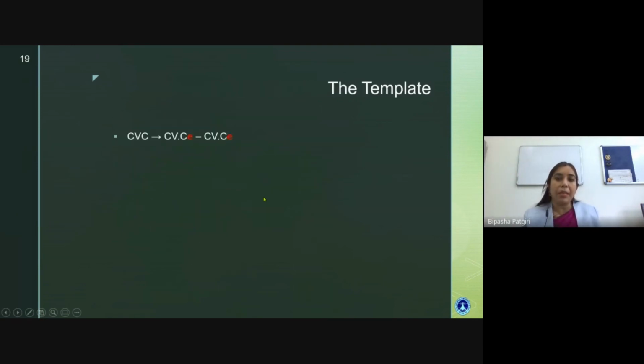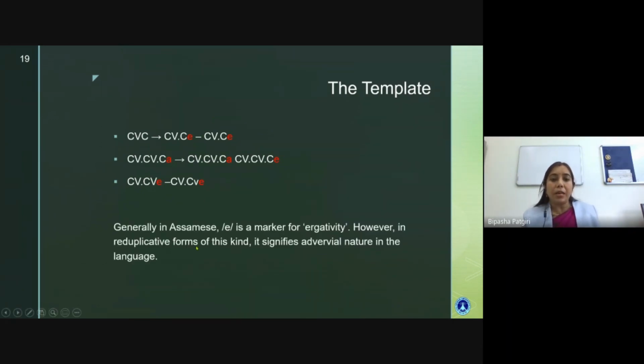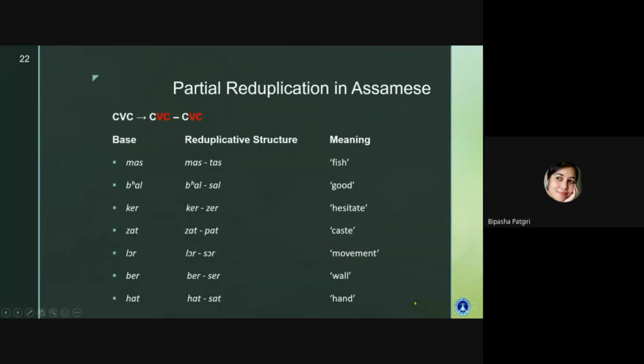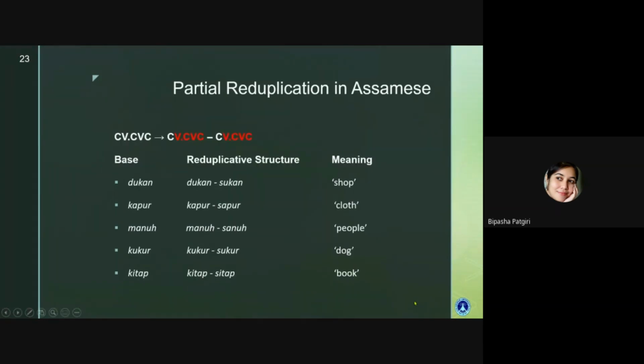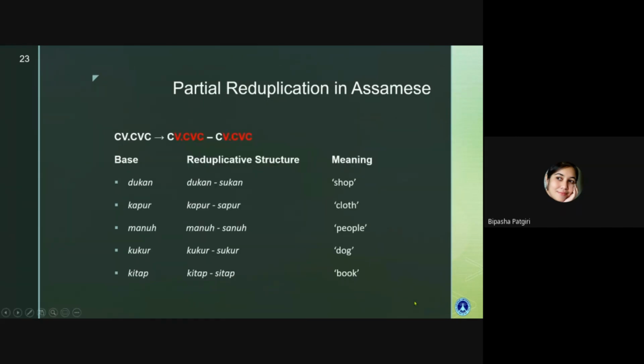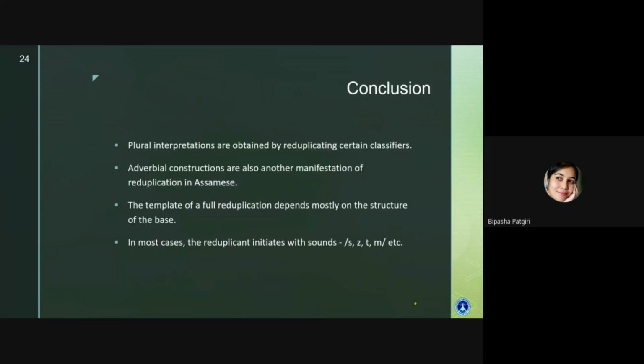So the template of full reduplication in Assamese is something like this. We have just found that these are the templates which are operative in the case of full reduplication in Assamese. Generally, the A marker is used for ergativity in Assamese, but when it is used in reduplicative forms, it signifies adverbial nature in the language. These are certain patterns of partial reduplication, and the templates are at the top of every slide. I'll be sharing this slide with the organizers, in case somebody is interested.